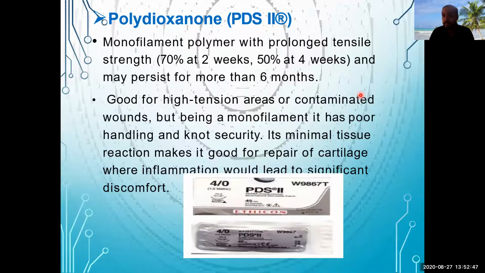We have discussed previously that in contaminated wounds digestion occurs early. Suture gets digested, suture gets lost. So in this kind of wound, we prefer PDS. It has poor handling and knot security. The main disadvantage is its pliability and knot security. Its minimal tissue reaction makes it good for repair of cartilage, where inflammation would lead to significant discomfort.